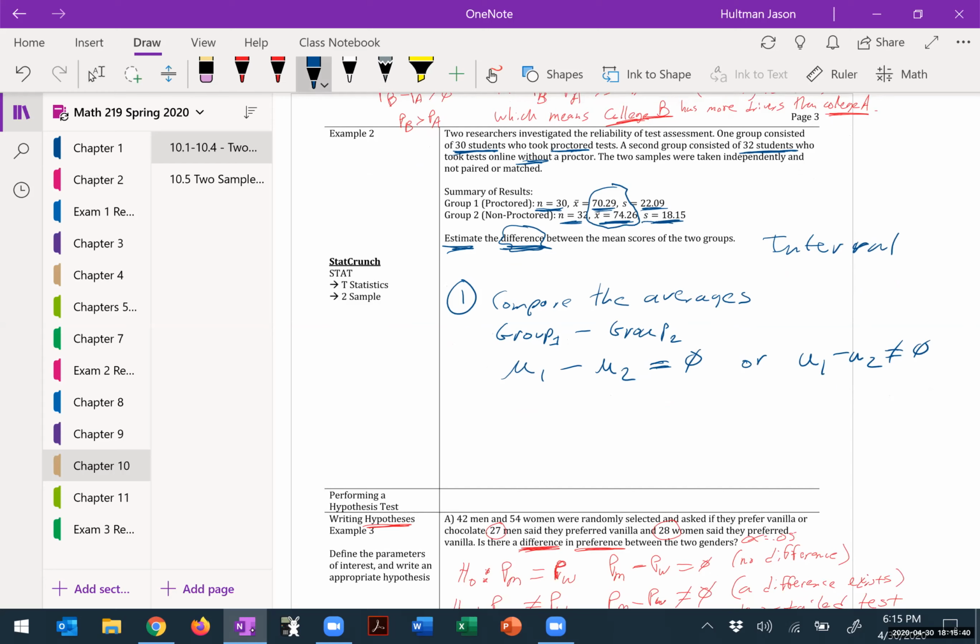So how are we going to use an interval to help us do this? Well, we're going to use the calculator or StatCrunch, and this is a two sample t interval. Then we have to check the conditions. Is it an independent sample? Yes. Is it random? Yes. Is n1 greater than or equal to 30? Yes. Is n2 greater than or equal to 30? Yes. So they both check.